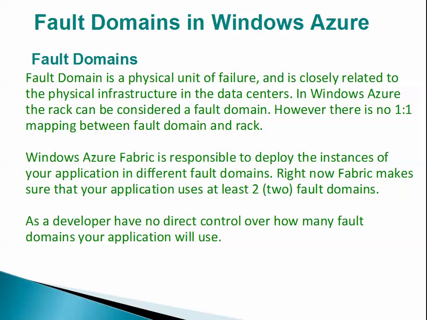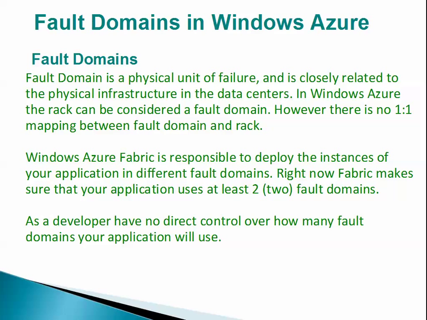Then another concept in Azure: fault domains in Windows Azure. What are fault domains? Basically, these are concepts you need to understand to know the techniques to make our Windows Azure applications highly available. What is a fault domain? A fault domain is a physical unit of failure. It is basically a combination of different machines. In Windows Azure, a rack can be considered a fault domain. Suppose in data centers we have so many racks. So each rack is, in the practical sense, a fault domain.